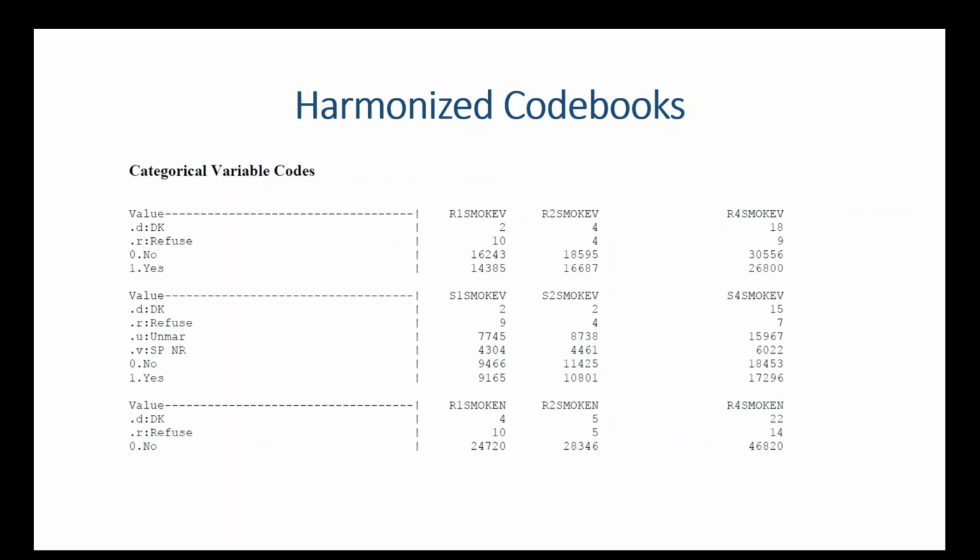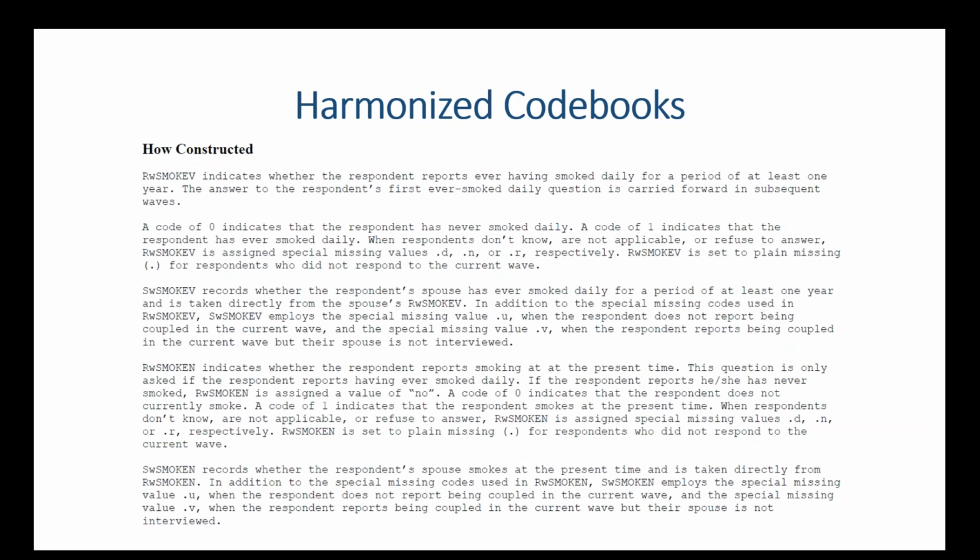So for instance, we had two people who said that they don't know in wave 1 whether they have ever smoked. And so we code that as a .d. So instead of just having it missing, anyone with the .d says don't know, which is different from people who refused to answer. So we had 10 people who said, I'm not going to answer that question for whatever reason. Maybe they didn't feel comfortable answering that question. And then you can see we have our 0 for no and 1 for yes, which will always be the case. We have a text here about how it was constructed.